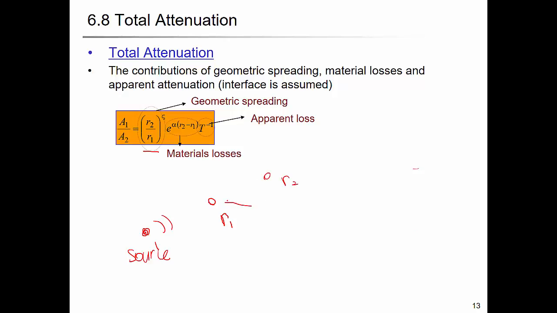So here the amplitude is A1, here the amplitude is A2. If you know the geometric spreading coefficient, so let's say that this is the surface wave, then this exponent will be 0.5, and you know the distances R1 and R2. This is a homogeneous medium, so T will be just 1, and you can calculate alpha. That's the way you calculate the attenuation from the surface wave survey, the SASW.